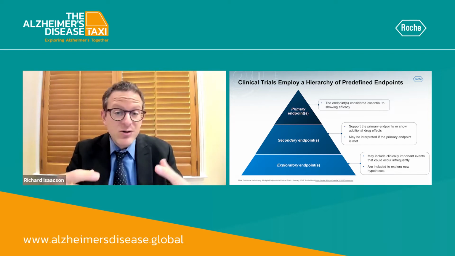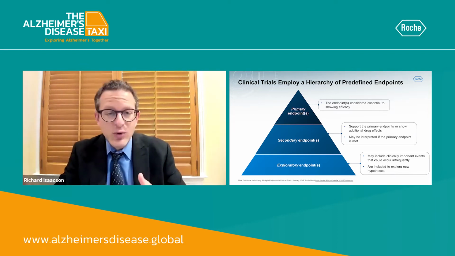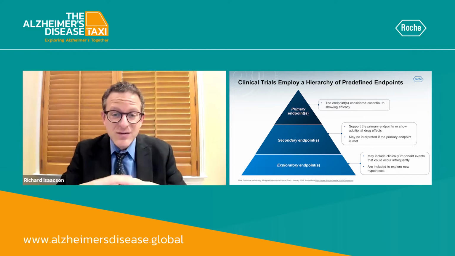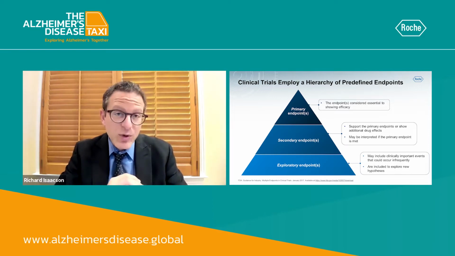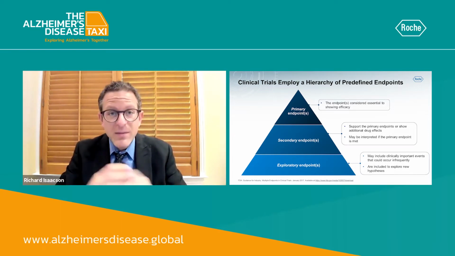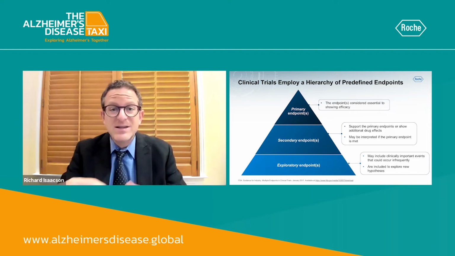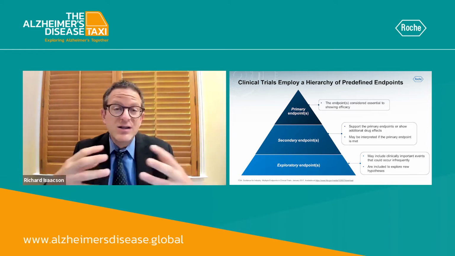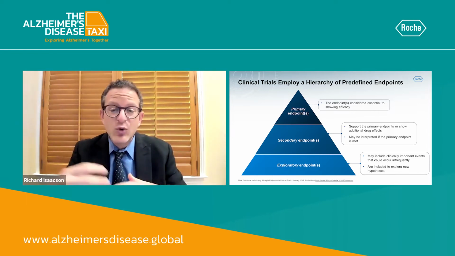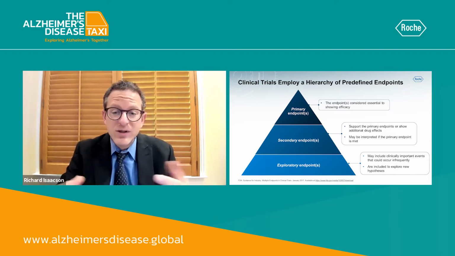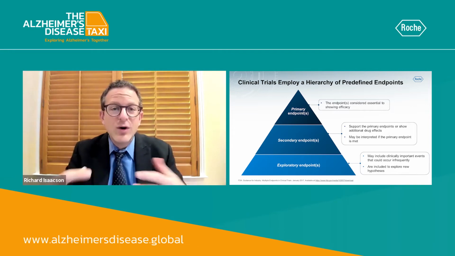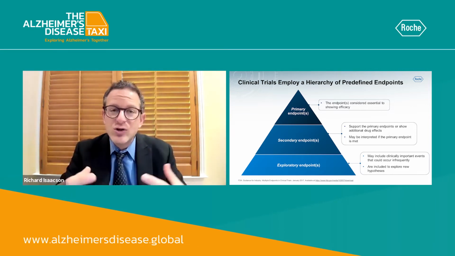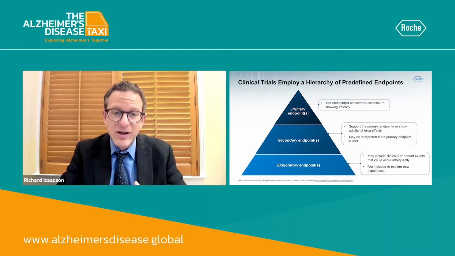Secondary endpoints are also helpful. They support primary endpoints. They can also show additional effects of the drug, but they may not be as impactful as a primary endpoint. Exploratory endpoints are also helpful, but they may not be interpreted as something that's definitive. An exploratory endpoint can include an important event that could occur infrequently, and they're basically used to explore new hypotheses. Exploratory endpoints should be hypothesis generating.